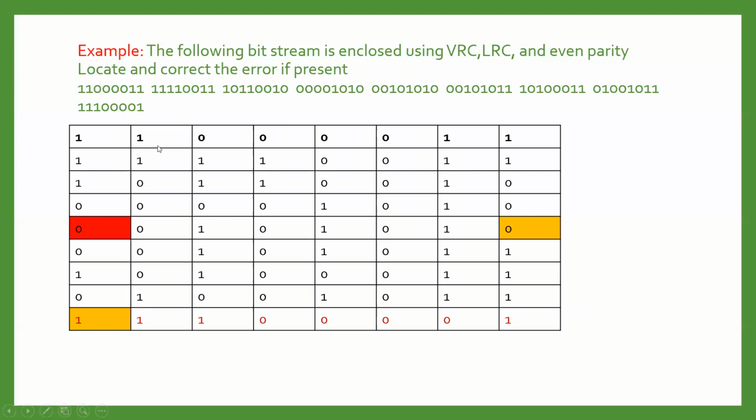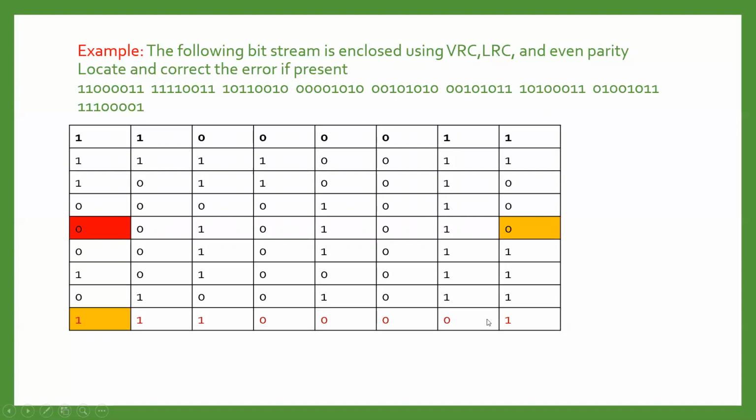See, I have simply written all the data frames into this tabular form. Look at this first frame, 1 1 0 0 0 0 1 1. Right? Like this, 1 1 1 1 0 0 1 1. In this way, I have written all the data into this tabular form. As I said, this last column which we have received is your VRC, which the sender has calculated. Then this last row is LRC, which has been calculated by the sender and sent to us.